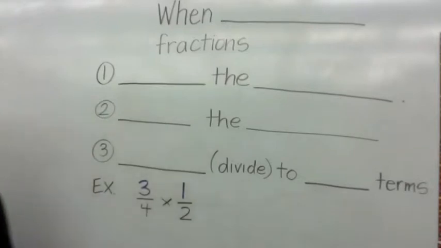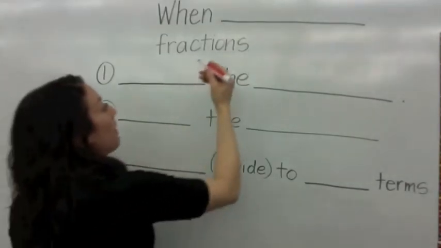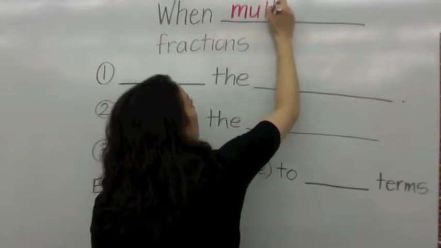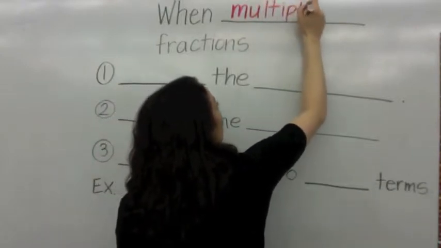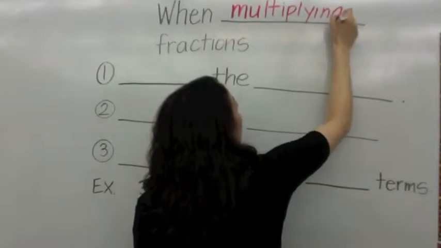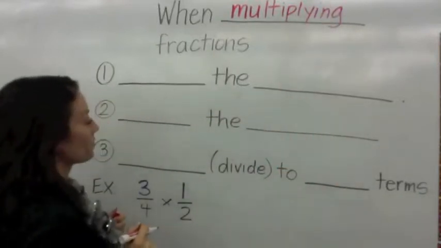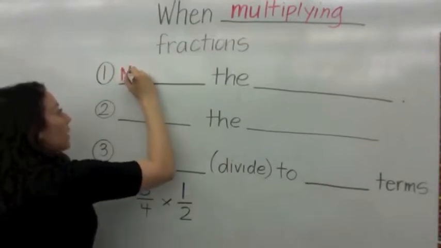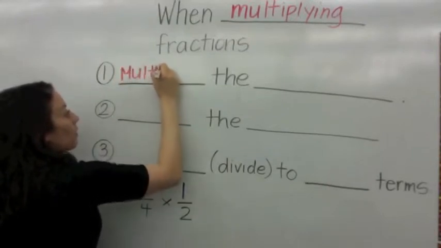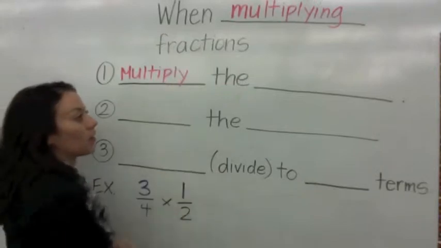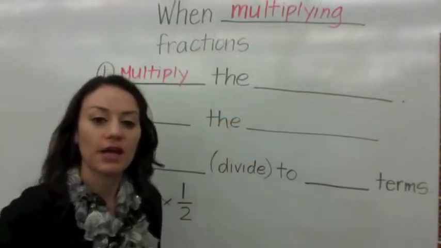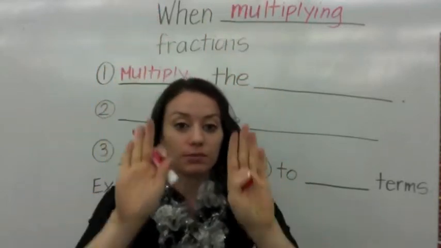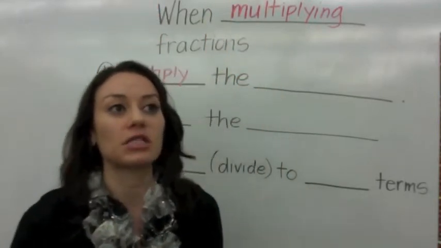So we're going to go ahead and write when multiplying fractions. Okay. First, you want to multiply the top of the fraction. So what do you call that? Say fraction. Numerator top, denominator bottom. Okay, so what's the top of the fraction called?